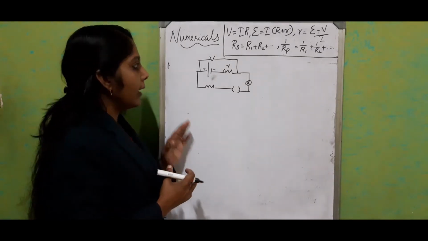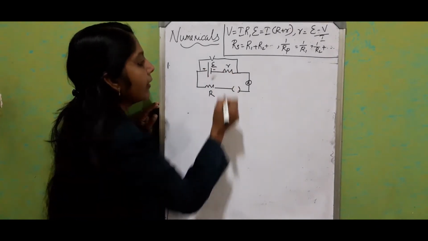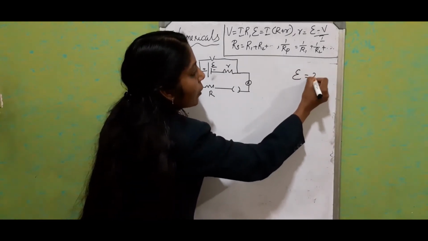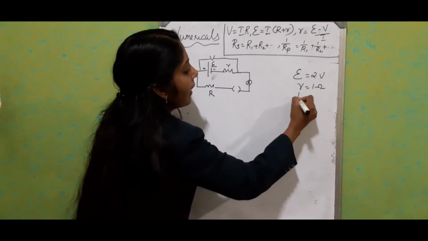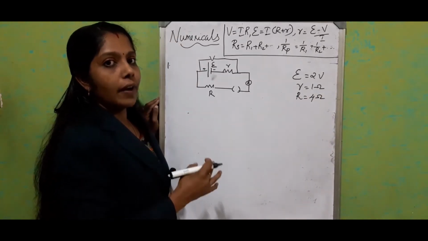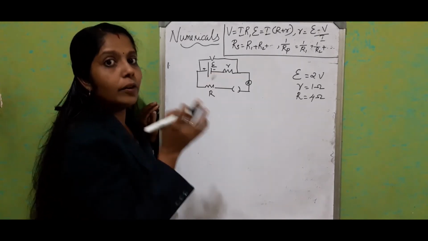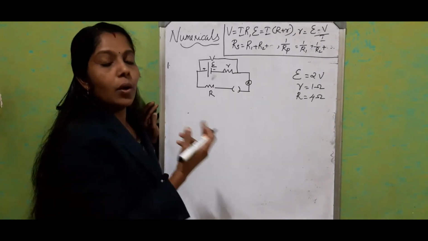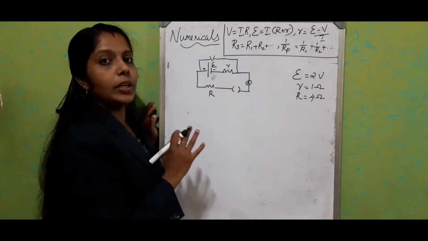In the first question, a figure is given, and this is R, this is epsilon and this is internal resistance. And the values are given that epsilon is equal to 2 volt, internal resistance is equal to 1 ohm and external resistance is 4 ohm. Okay, so we have to find, when the key is open, what is the E.M.F or the voltage available in the circuit and the current drawn. When the key is closed, what is the current available and the voltage. So these are the things we need to find out.